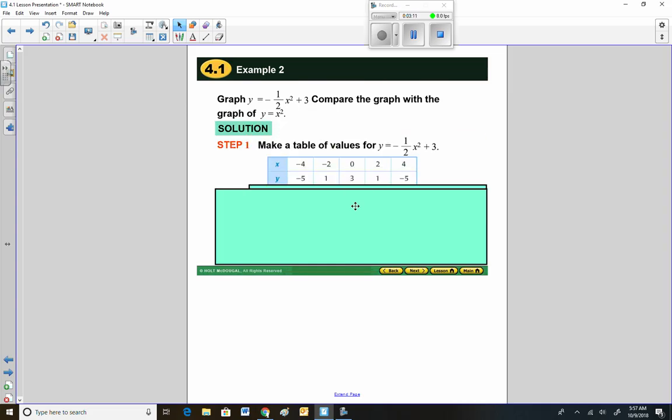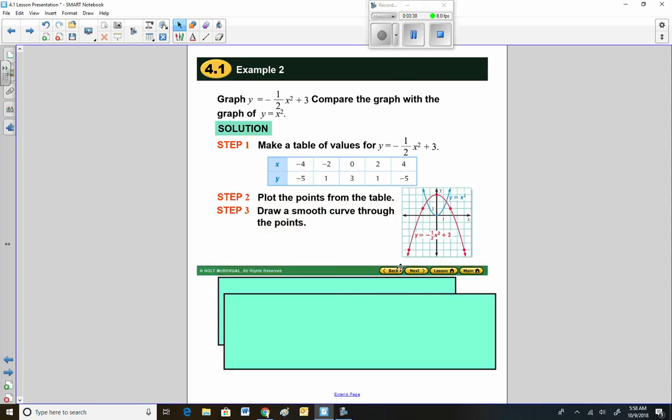Let's take a look at what they have here. You can make yourself an XY table. I would suggest, of course, you have your 0, 3. That's your vertex because there's nothing with the x, so that's the 0 part, and the plus 3 makes the vertex 0, 3. Now, you go out from there, and you can put any number you'd like, and you get the xy's, and you can create this parabola. And here's the red parabola opening down. Notice the vertex is at 0, 3. And they chose a couple points farther out to create the parabola.